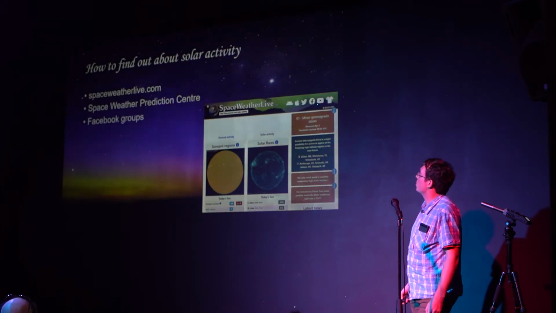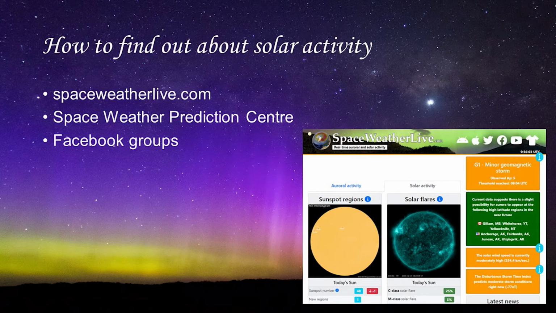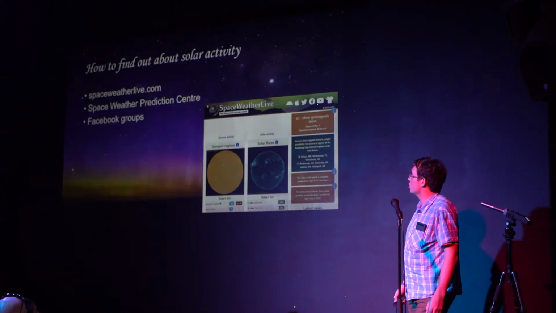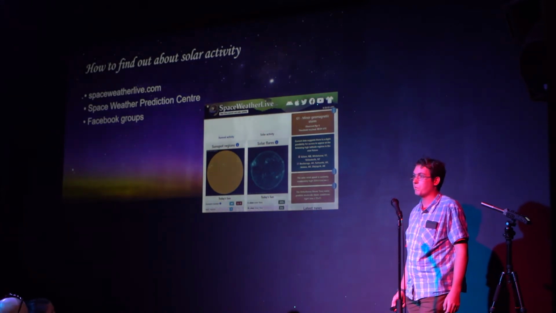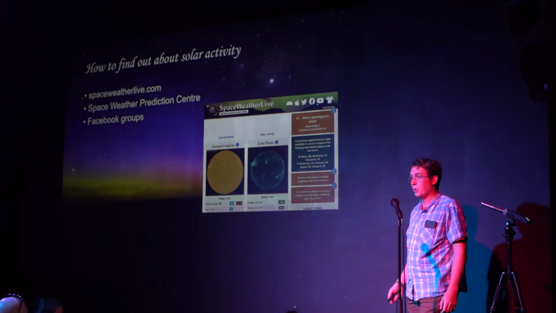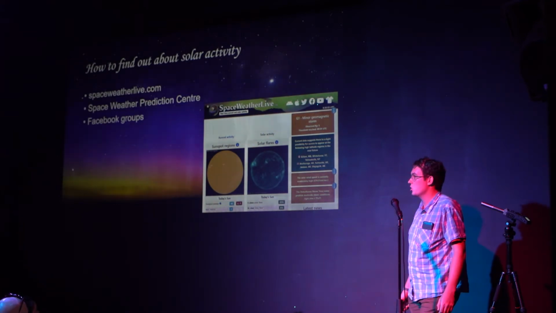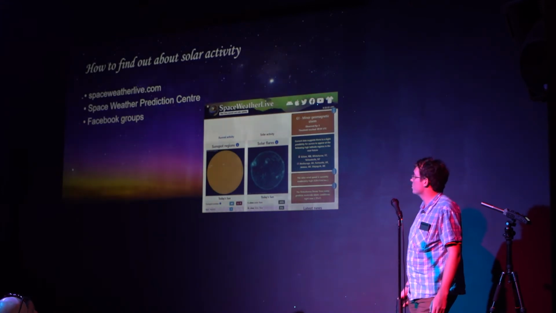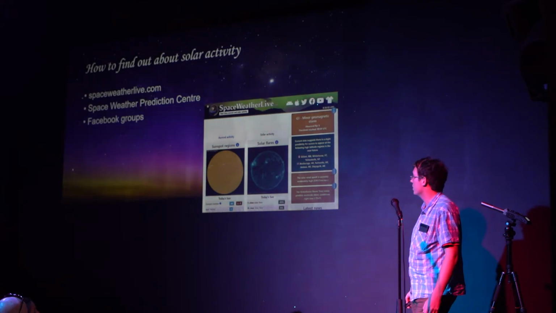So how do you find out about solar activity? There's a few ways. My favourite is a website called spaceweatherlive.com. It has a fairly nice and easy to digest dashboard of current solar activity and geomagnetic conditions. There's the Space Weather Prediction Centre, which is an agency in the States whose sole job is to forecast these things, because there are other impacts on Earth from space weather besides aurora. And finally, Facebook groups are usually good too. There are other people who are nerds about this sort of stuff, who watch it obsessively and post when there's going to be something exciting in the offing.